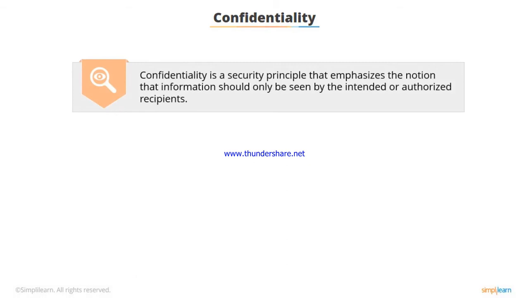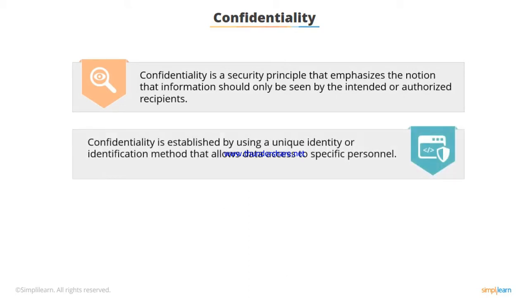Confidentiality is a security principle that emphasizes the notion that information should only be seen by the intended or authorized recipients. Confidentiality is established by using a unique identity or identification method that allows data access to specific personnel. This happens through authentication, thus making identity and authentication key pillars of Hadoop security.